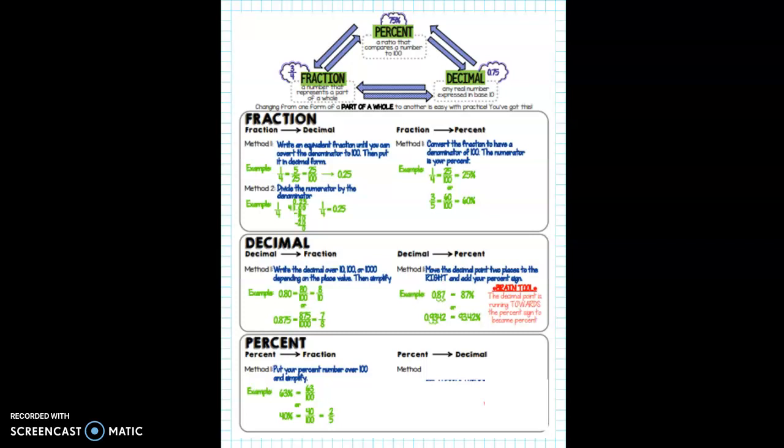Now when I'm changing a percent to a decimal, move the decimal point 2 places to the left. There's your decimal. Simply divide by 100. 87 divided by 100 moves the decimal 2 places to the left. We're back at 0.87. 93 and 42/100ths, divide by 100. You're moving your decimal point 2 places to the left, and we are back at 0.9342.